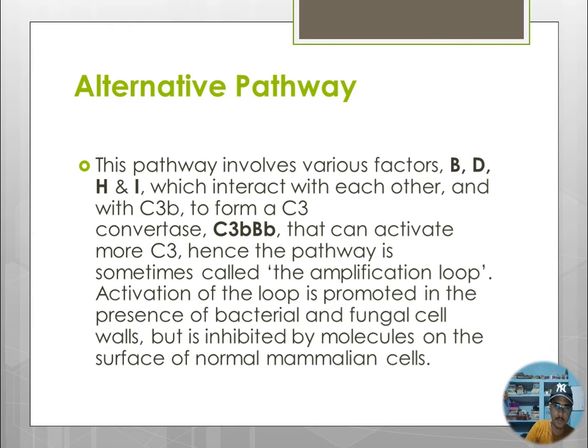Now, after that, we know all the steps: after C3b gets activated, it activates the C5 and all the MAC complement or any opsonizing part. Okay, obviously C3b is itself an indirect opsonizer. So it can either kill the cell by opsonization, or it can also form the membrane attack complex. Okay, so this pathway is sometimes called the amplification loop, because activation of the loop is promoted on the surface of bacteria and fungal cell walls, but is inhibited by the molecules on the surface of the normal mammalian cell.